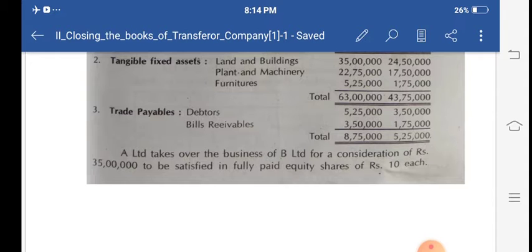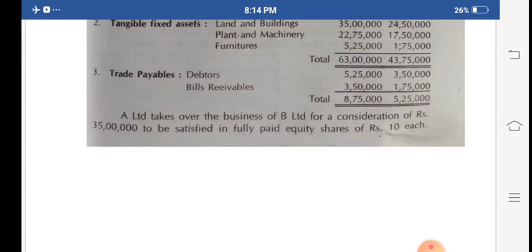A Limited takes over the business of B Limited for a consideration of rupees 35 lakh, to be satisfied in fully paid equity shares of rupees 100 each. This sentence is very important; you have to understand it first. A Limited takes over the business of B Limited, so A Limited is the transferee company and B Limited is the transferor company. A company is going to absorb, or purchase, B Limited's company.